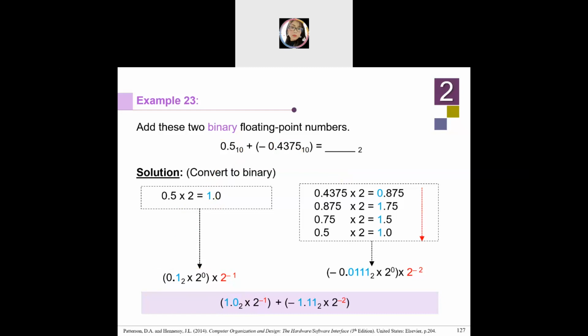Check back your digital logic subject for when you're going to stop. Okay. Then after that, for this one, you can convert, and this is your answer for here.